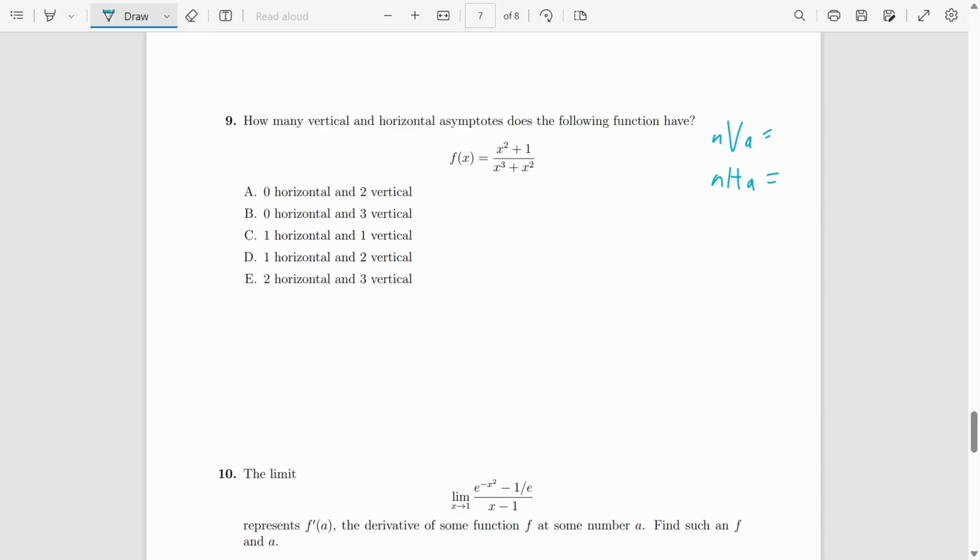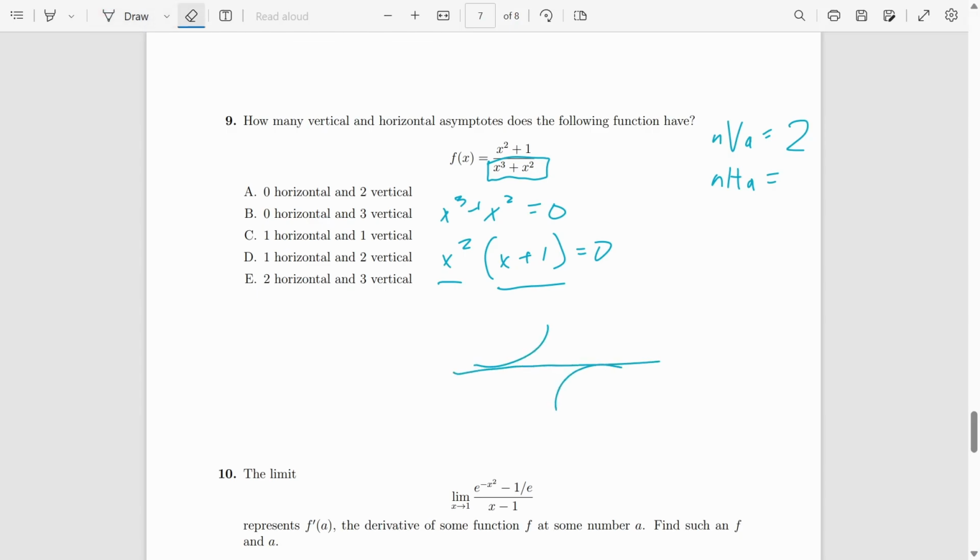So to find the vertical asymptotes, you just set the denominator equal to 0 and solve for x. So x cubed plus x squared equals 0. Let's see if we can take out an x squared. So x squared times x plus 1 equals 0. And we can see that we have 2 vertical asymptotes here. So 2.